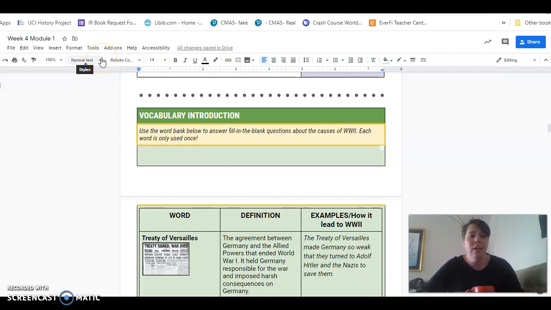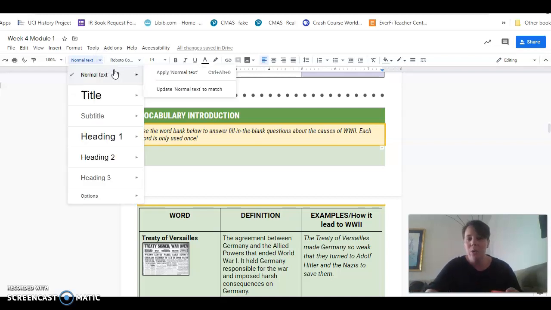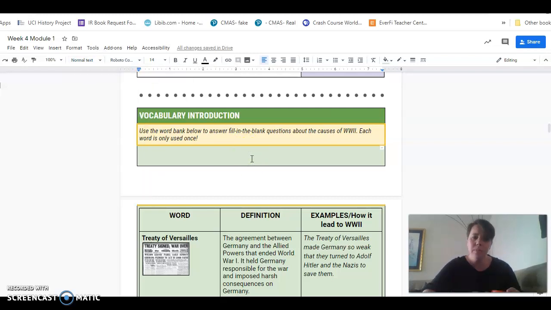All right, guys, let's start looking at our vocabulary introduction now. You're going to use the word bank below to fill in the blank questions about the causes of World War I. I know that each of these words are only going to be used once.